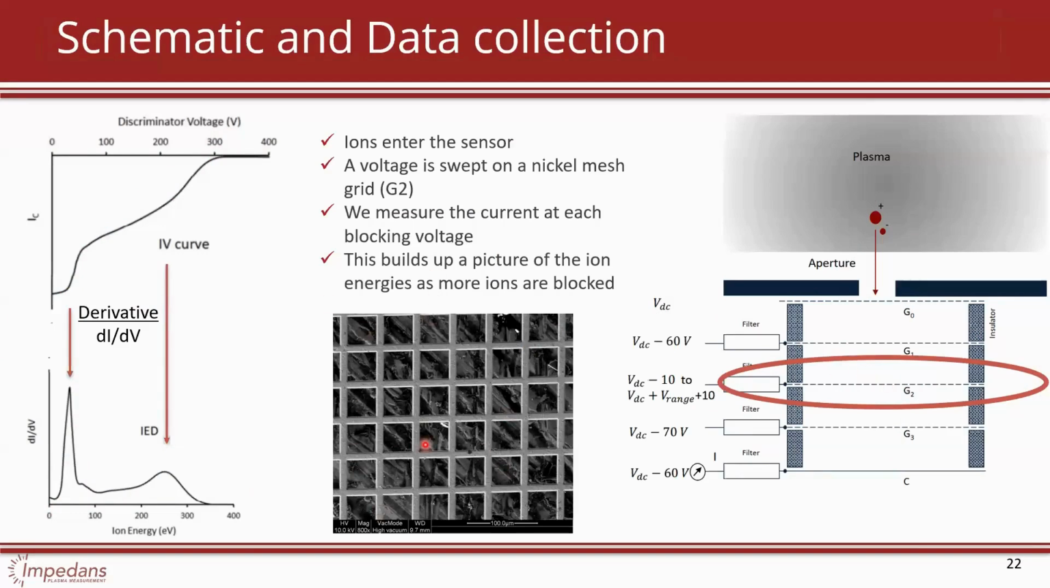This is all achieved with voltages applied to these metal mesh grids, and the polarity can be reversed as well. So you can block positive ions with G1, and then with G2 you can do a negative sweep. If you want to measure electrons or negative ions, that's also possible. So anytime I say ions, it could also be a negative particle.